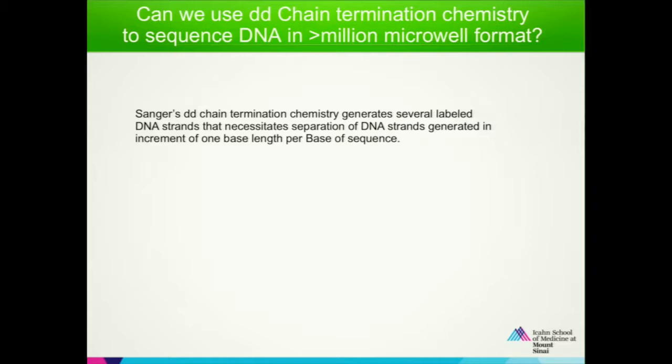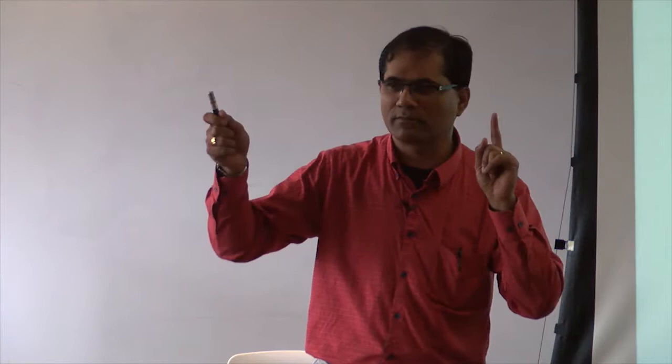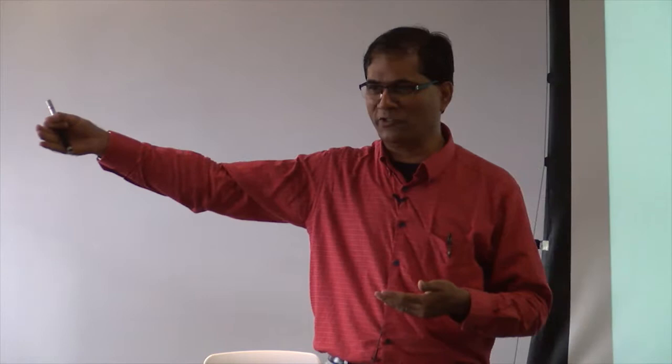700 base pairs multiplied by a million is how much? 0.7 billion. 700 multiplied by 10 raised to 6. Right, 0.7 billion. Very close. You have three arrays like this, million-well arrays. You can sequence one human genome.